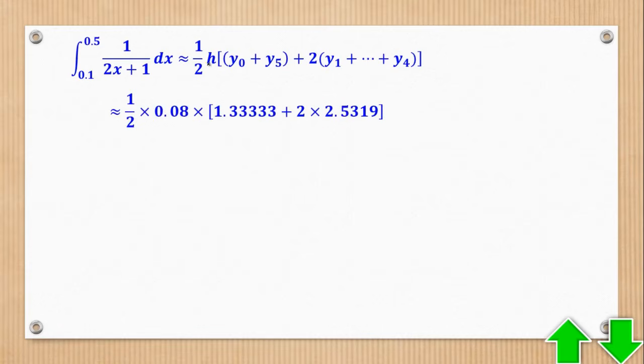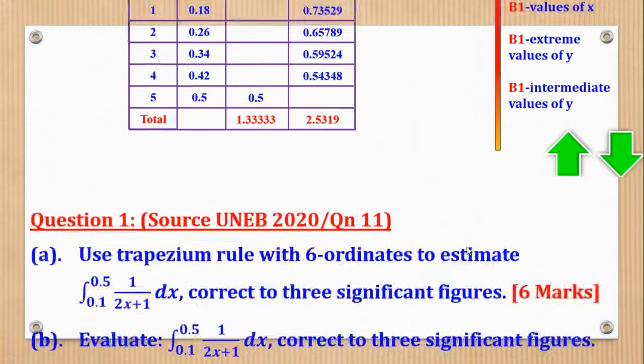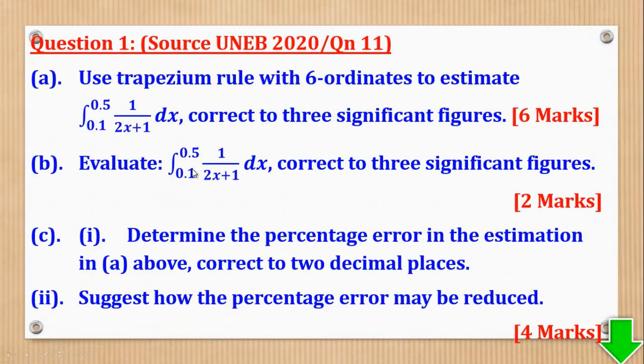So this was the h value, this was the sum of the extreme, sorry, the sum of the intermediate. Then when you use the calculator, you shall come up with that, but remember they gave us an accuracy, so you shall round off to the required accuracy. So that was part A. Now let's see what part B said. So part B, they want you to evaluate. Now evaluating means they want you to get the actual area, and actual area is got using calculus.